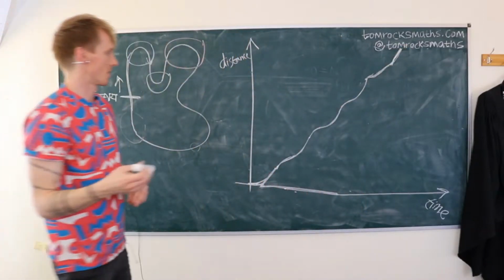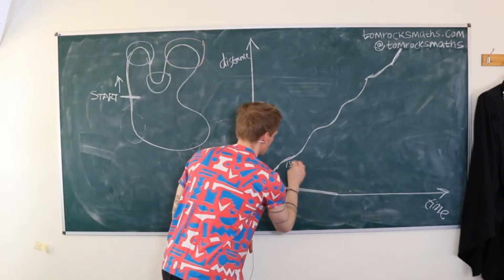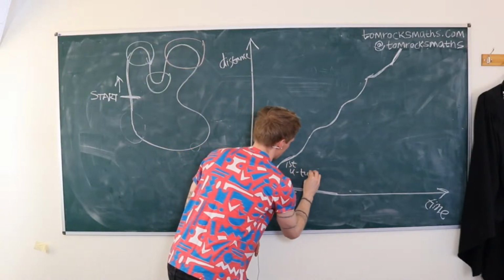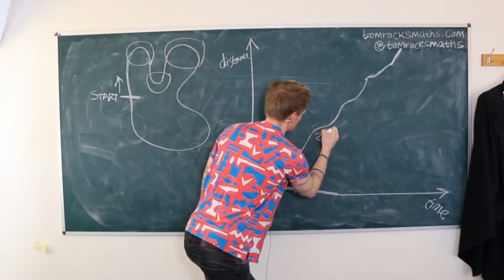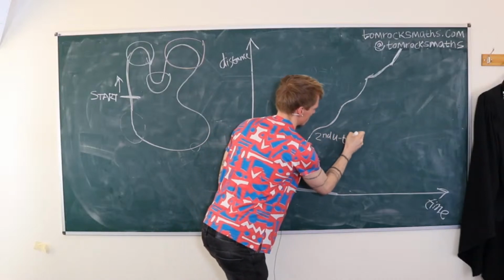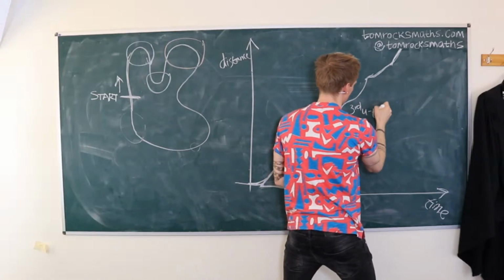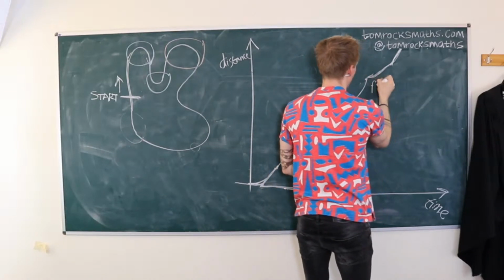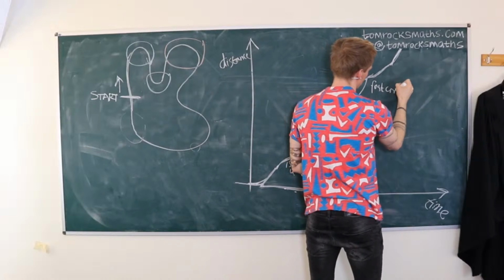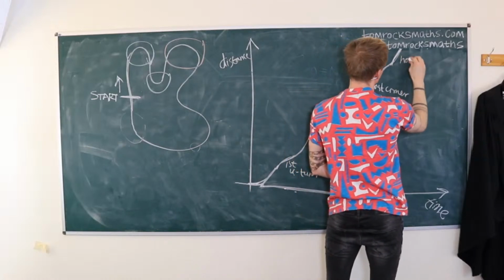Okay, so we've got first corner, first U-turn, second U-turn, third U-turn. This is like the fast corner. And then this is the home straight.